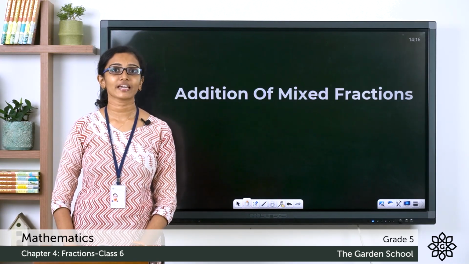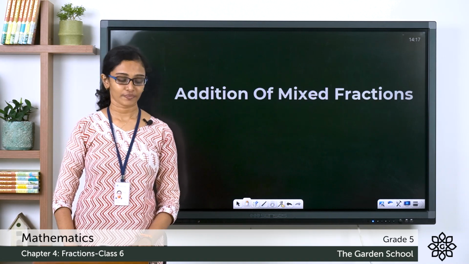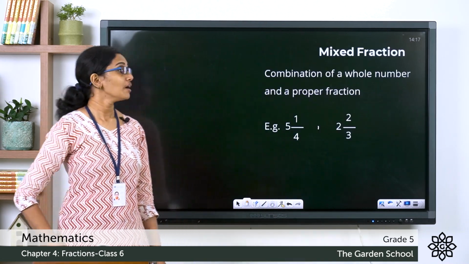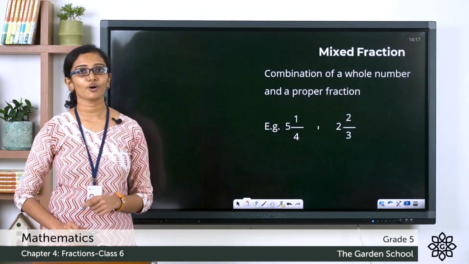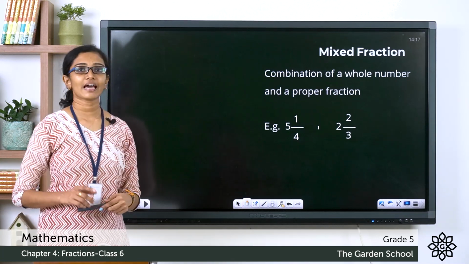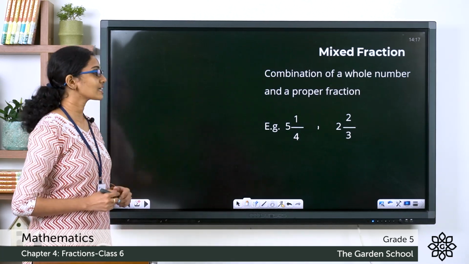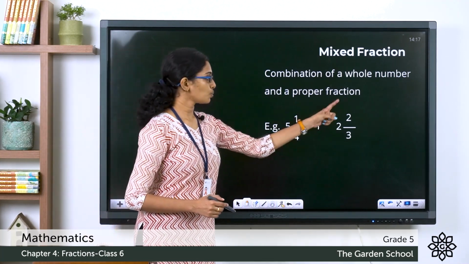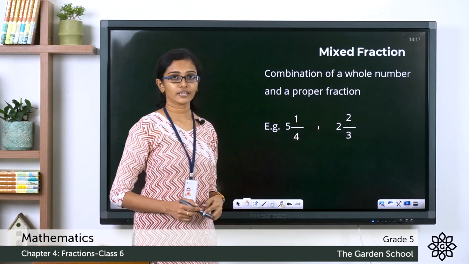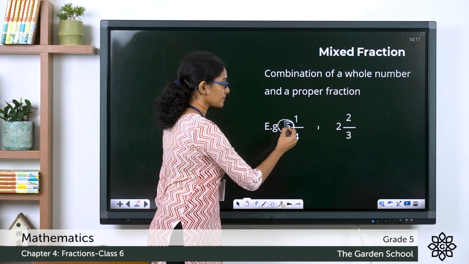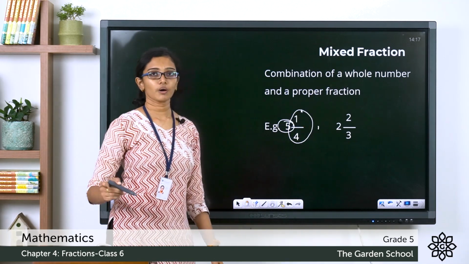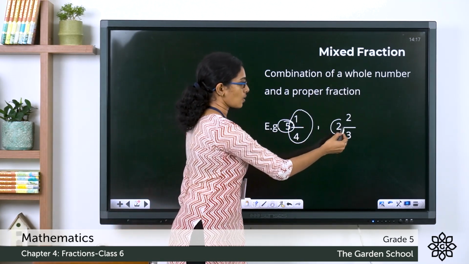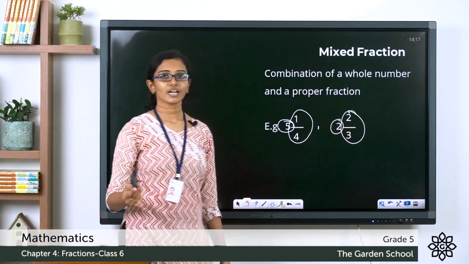Let's learn how we can add mixed fractions today. So what are mixed fractions? Mixed fractions are written as a combination of a whole number and a proper fraction. Look at these examples: 5 1/4 and 2 2/3. This is the whole number part and this is the proper fraction part. And here, this is the whole number part and this is the fractional part.